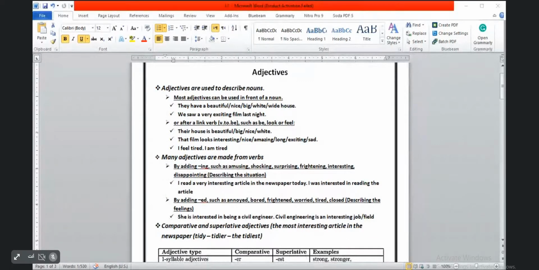Now, could you please change it to make it describe your feelings? You cannot say horrifying, or you can say horrified, but you can change it into scared, maybe. Scared. Yes. I was so scared when I watched that scary movie.